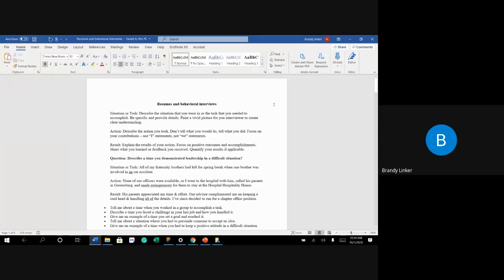And so there's a method to answering these questions. Say they give you one that you didn't think of or that does stump you. If you can remember STAR, you can get through it, okay? So the STAR technique: S stands for situation, T stands for task, so situation or task. You're going to describe the situation that you were in or the task that you needed to accomplish. Be specific and provide details. Paint a vivid picture for your interviewer to create a clear understanding, but you want to do this in about 3 to 4 sentences, very short. And keep all these behavioral interview answers very short. So situation or task is S and T.